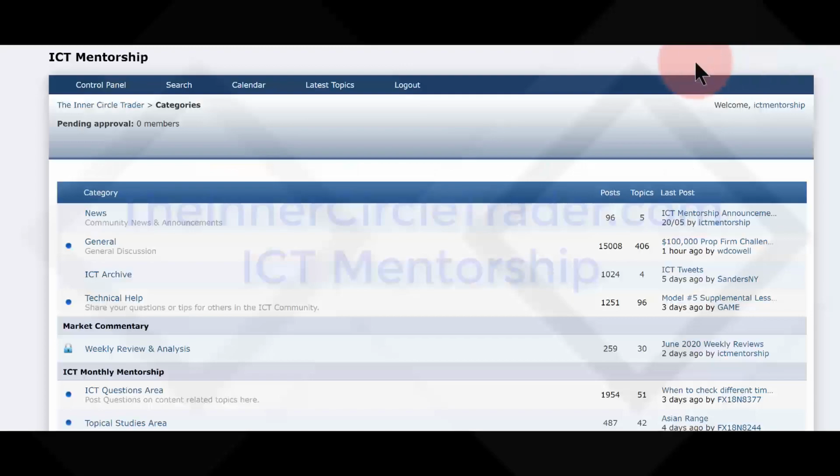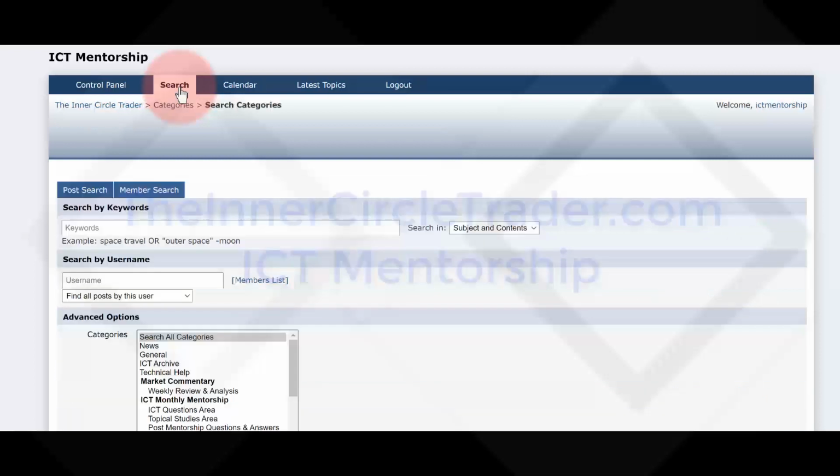All right, so we are on the forum, and when you're in the ICT Mentorship forum, if you want to look for something, if I say use the forum and search for this or that, one of the things that you hear me talk about is the trade journal. And if you go into the forum and you look in the search tab, click that, and then where it says keywords, you want to type in journal.